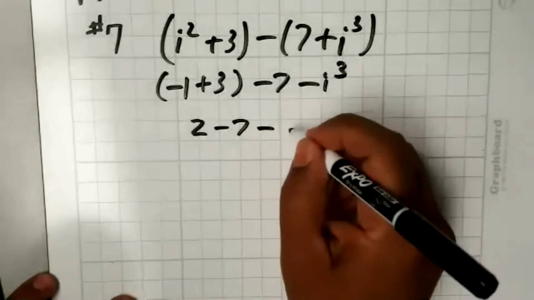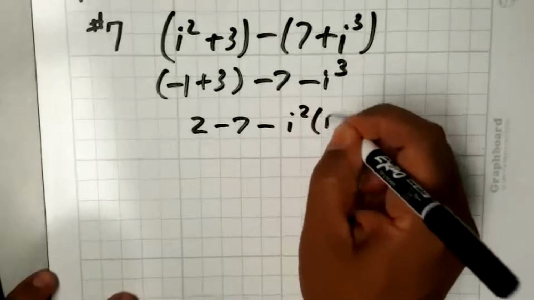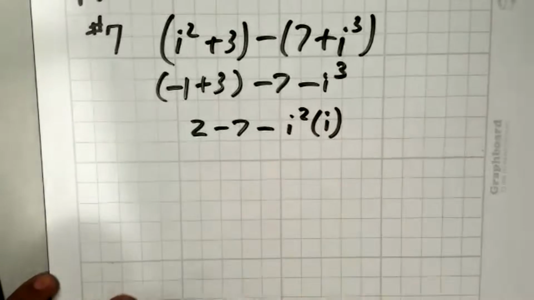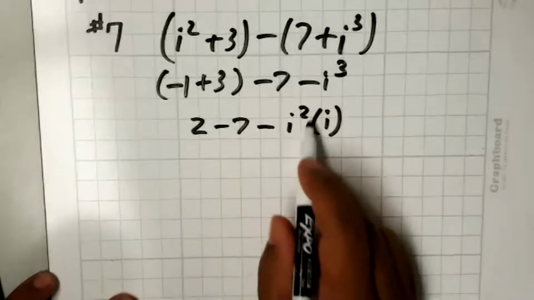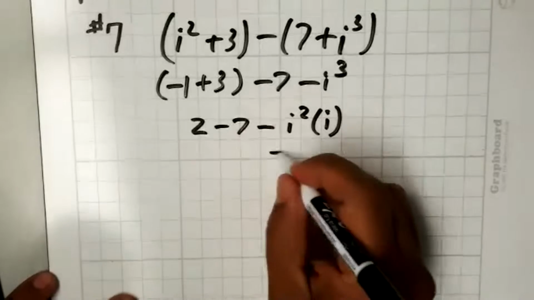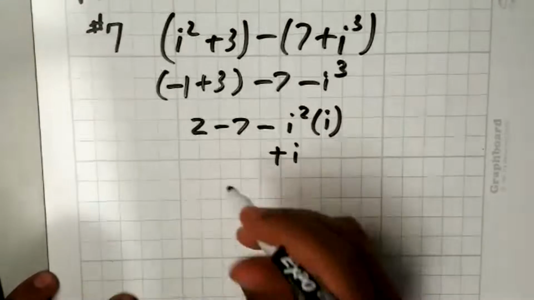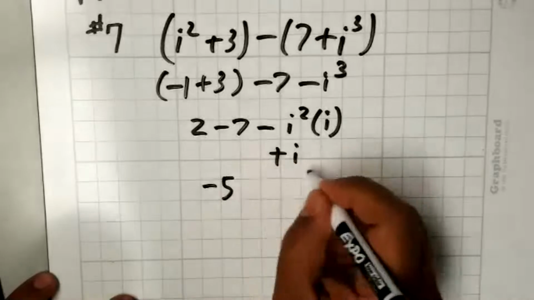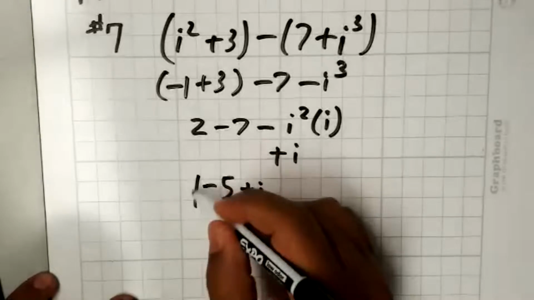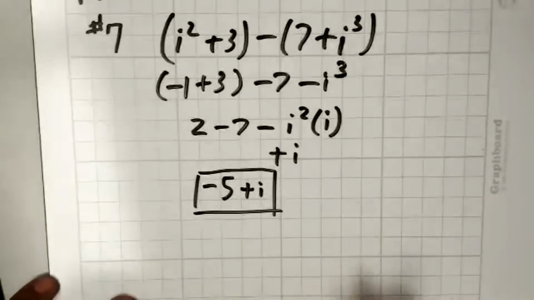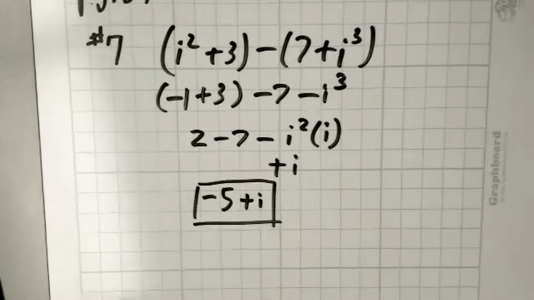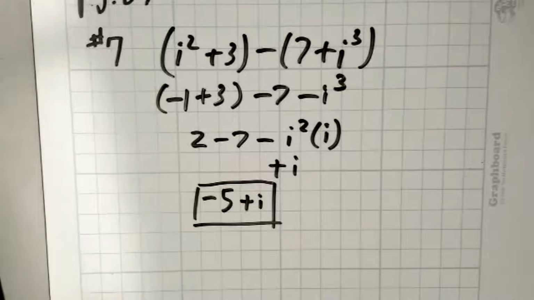And then i cubed could be written as i squared times i, right? So i squared is a -1, which makes that a plus. And so 2 minus 7 is -5 plus i. So hopefully that's good. I don't remember who asked for that one.